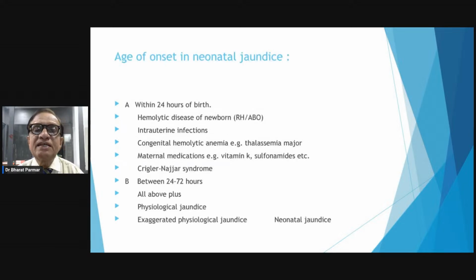Age of onset in neonatal jaundice. Within 24 hours of birth, the causes are hemolytic disease of newborn due to RH and ABO incompatibility, intrauterine infection, congenital hemolytic anemia such as thalassemia major, maternal medication such as vitamin K and sulfonamides, and Crigler-Najjar syndrome. For jaundice between 24 to 72 hours, the causes are the above plus physiological jaundice and exaggerated physiological jaundice.